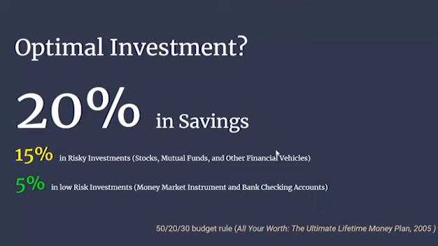So what is the optimal investment? According to the book All Your Worth, the 50-30-20 budget rule, the optimal investment consists of investing 20% of your income in savings. Out of those, 95% in risky investments such as stocks, mutual funds, and other financial vehicles, and 5% in low-risk investments such as money market instruments and bank checking accounts.